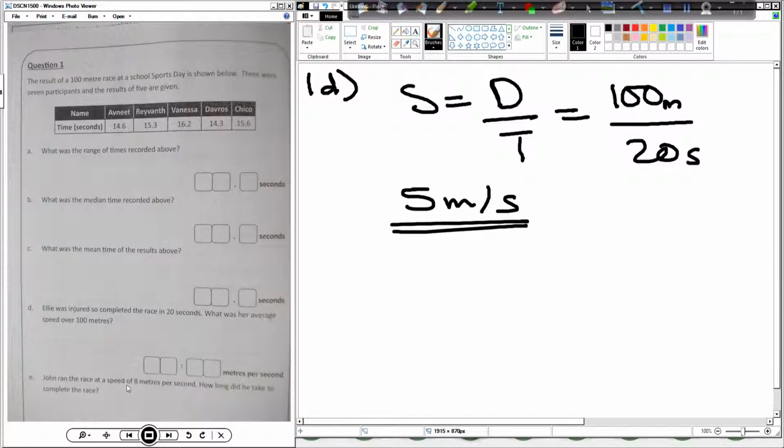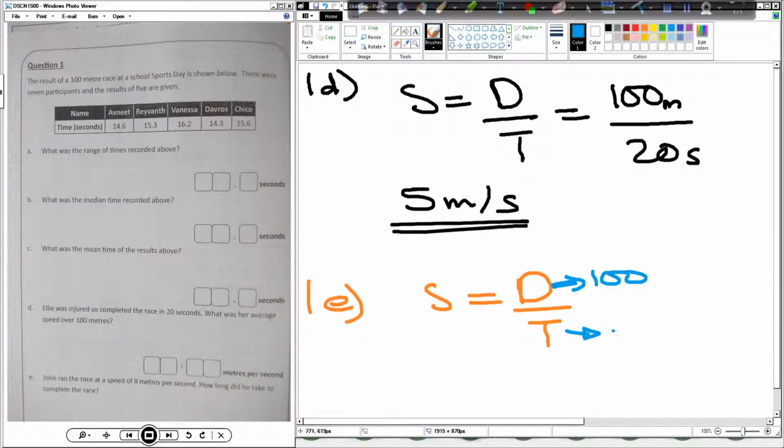What's E? John ran the race at the speed of 8 meters per second. How long did he take to complete the race? So speed is equal to the distance divided by the time. And what's the distance still? 100 meters. The time, what is the time? We don't know the time. We've got to work out the time.